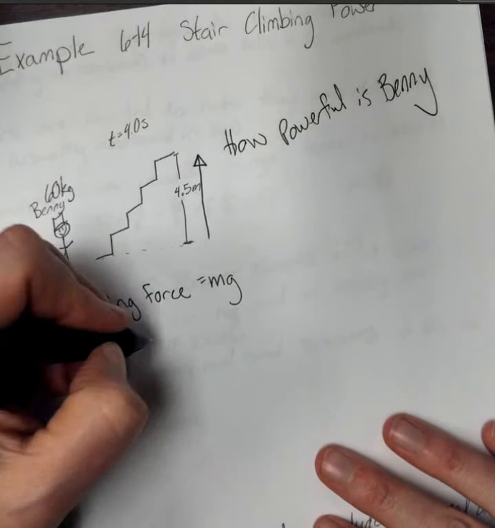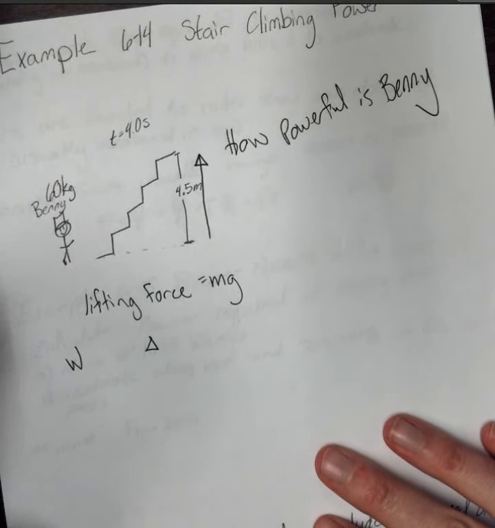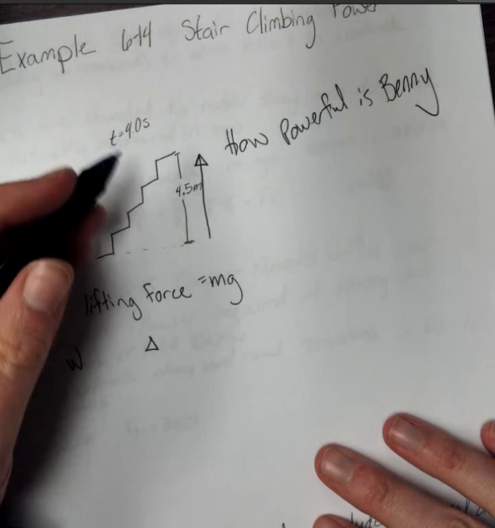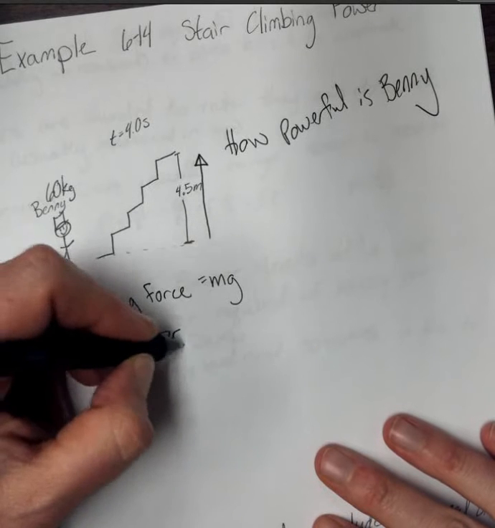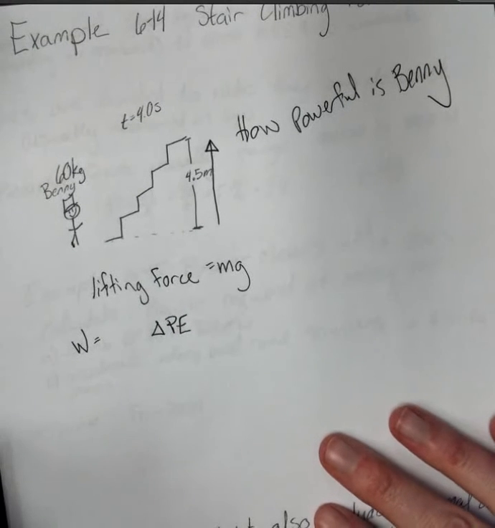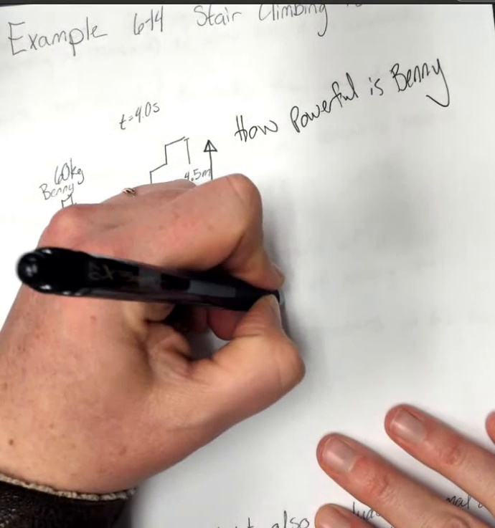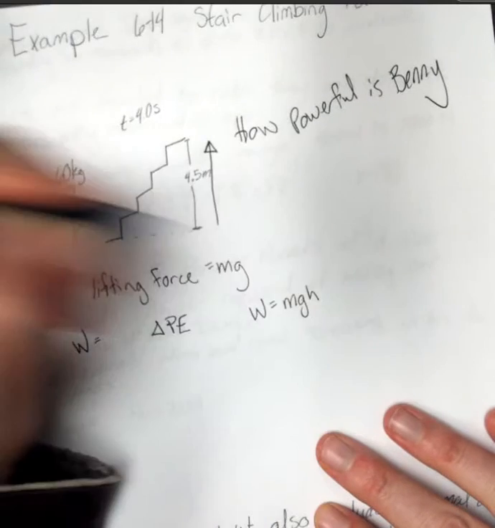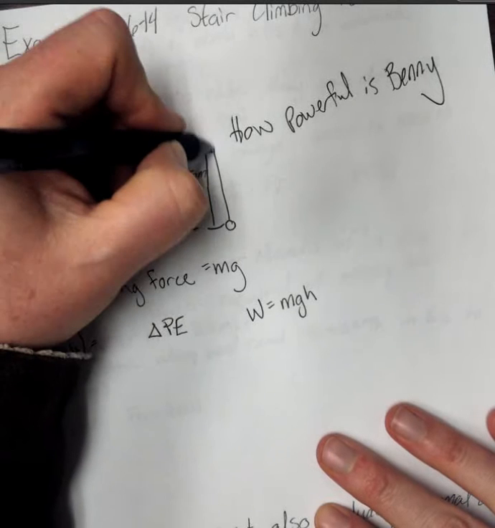Therefore, the amount of work that Benny is going to have to do to accomplish this is going to be equal to the change in potential energy that Benny will accomplish by lifting his body up that staircase. So we're going to say that in this case the work is going to be equal to mgh, where we're considering our reference point of 0 here and the 4.5 meter height here.